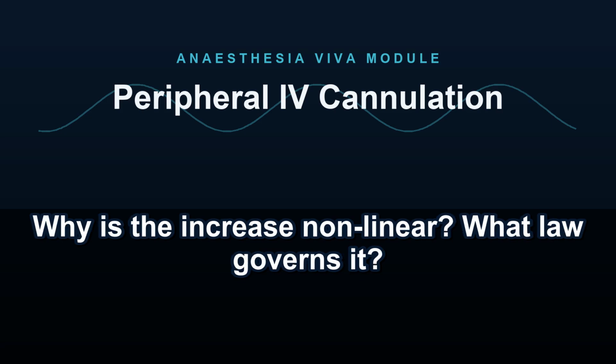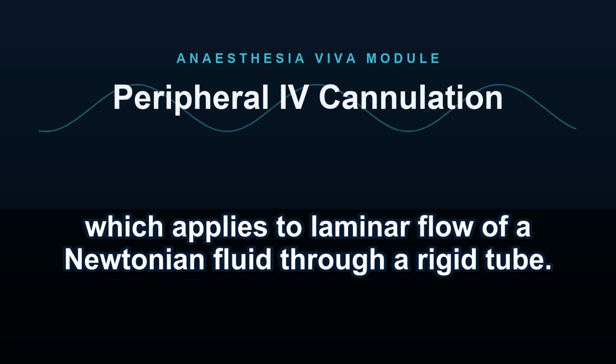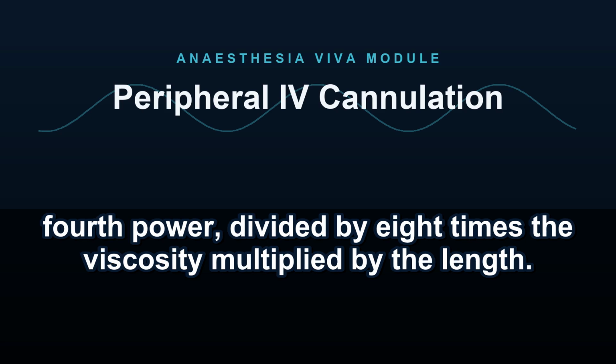Why is the increase non-linear? What law governs it? Flow is governed by the Hagen-Poiseuille equation, which applies to laminar flow of a Newtonian fluid through a rigid tube. Flow equals pi multiplied by the pressure gradient multiplied by the radius to the 4th power, divided by 8 times the viscosity multiplied by the length.